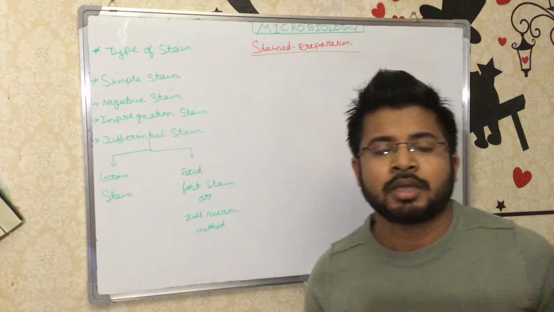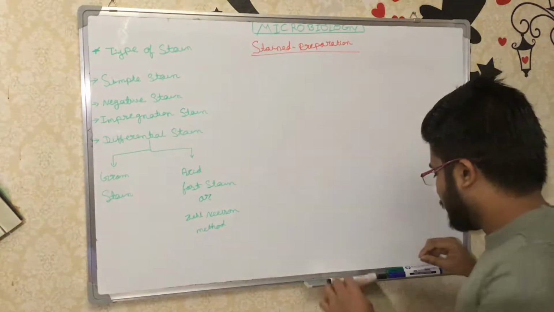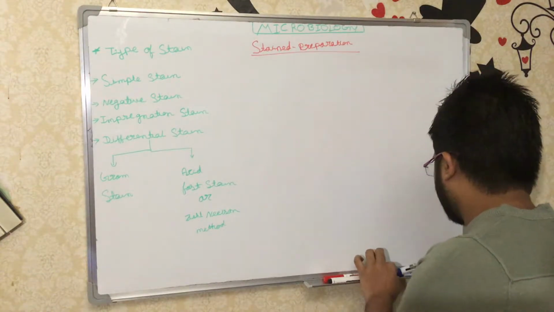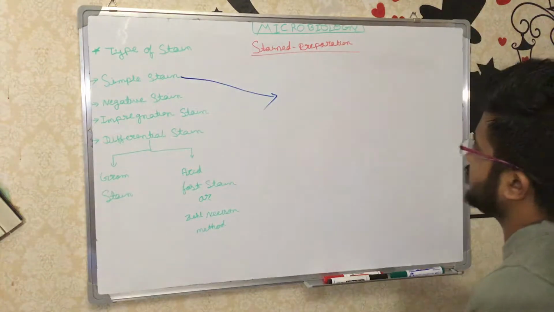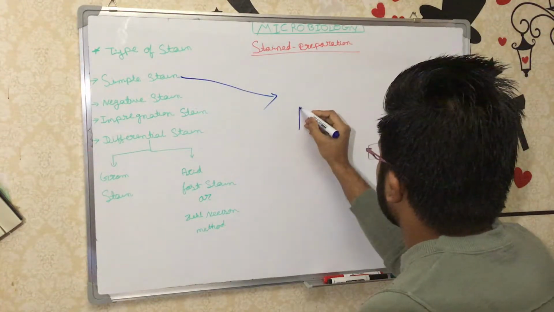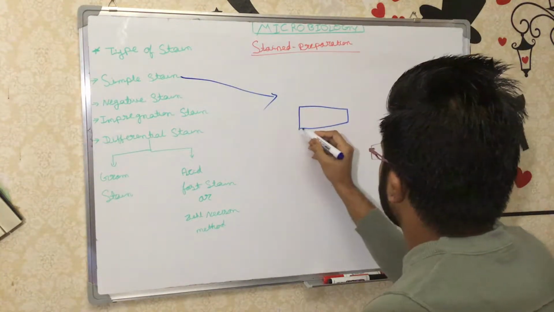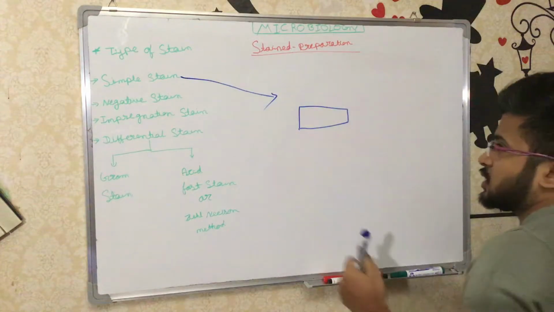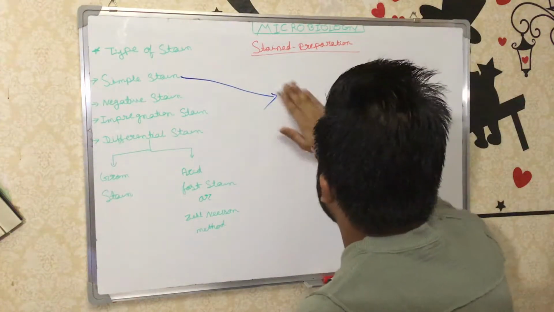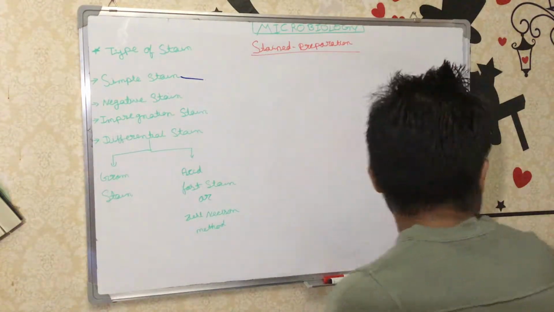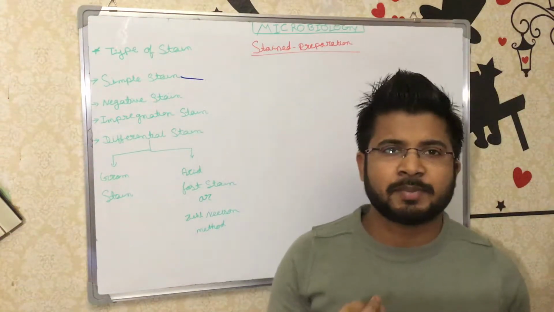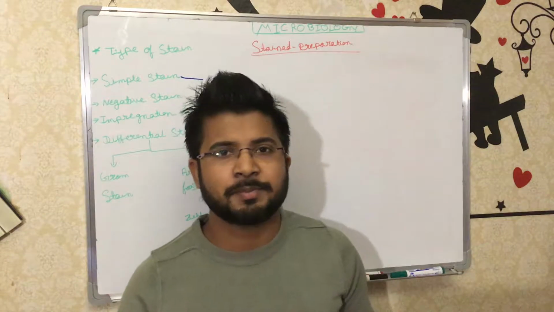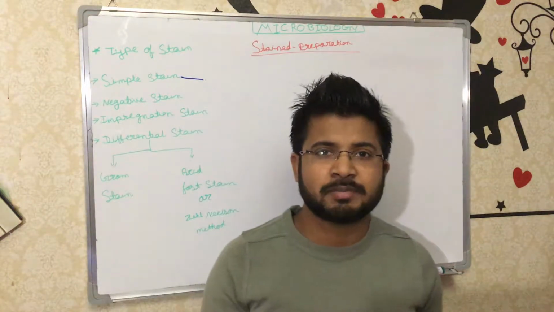What is the simple stain? Before we start the stain, there are some basic things we have to know. This is the slide. Before staining, we take the smear. We prepare the smear, or we can say we take the specimen. What is the smear?